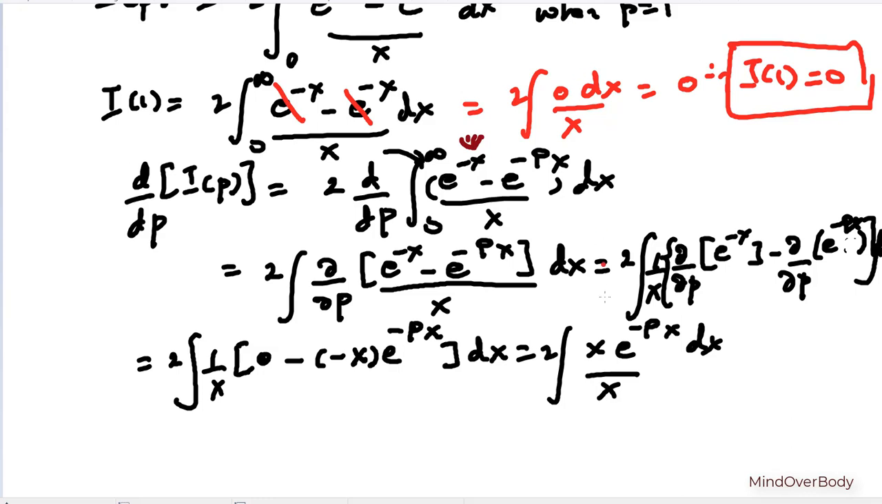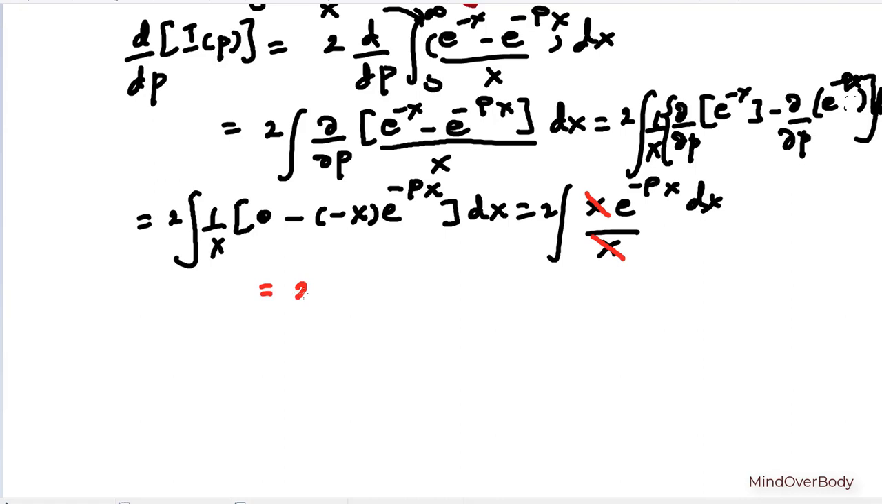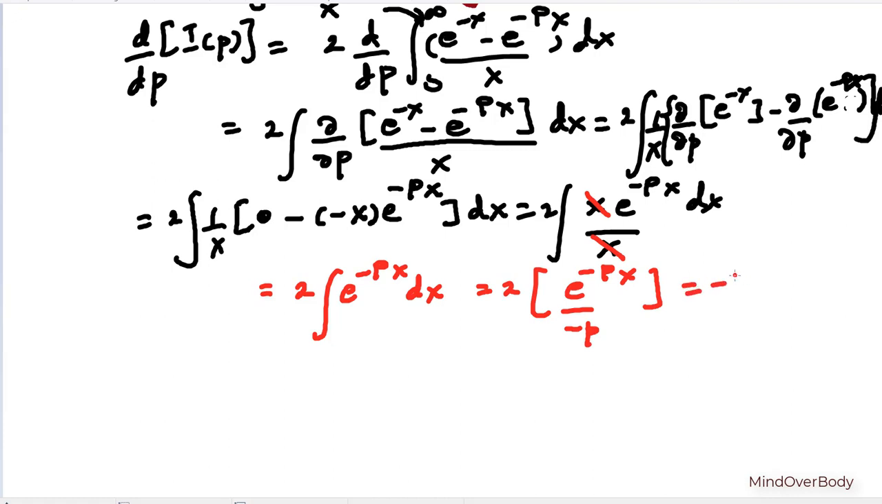Now clearly this x and x get cancelled, giving me 2 times the integral of e raised to the power of negative p times x dx. Now if I were to integrate this, I would get 2 times the integral of e raised to the power of negative px, which is e raised to the power of negative px. The coefficient of x is negative p, so this is what I get. This is equal to negative 2 over p times e raised to the power of negative p times x.